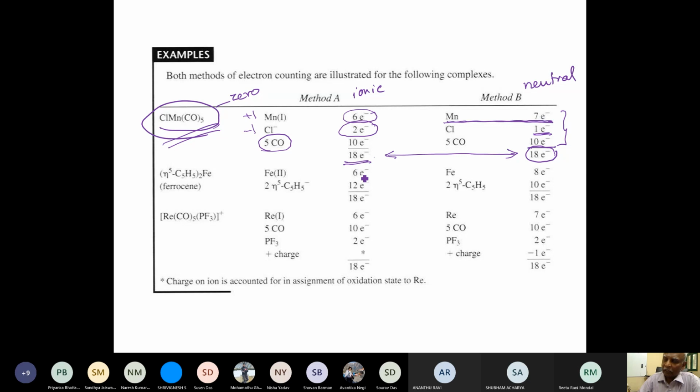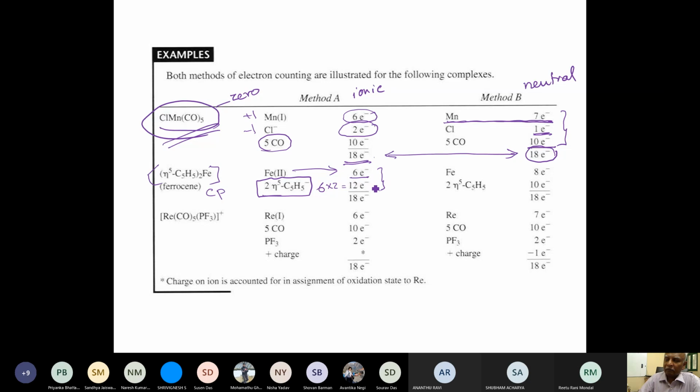Ferrocene, similarly, you end up with 6 electrons on the iron for the ionic method, because C5H5 minus is the ionic form of the ligand Cp. Cp is C5H5 and it is Cp minus in the ionic method. So it contributes 6 electrons each. So times 2 will be 12 electrons, and iron, because the net charge is 0 on the ferrocene, you have plus 2 charge on the iron. Plus 2 charge on the iron leaves it with 6 electrons in the valence shell.